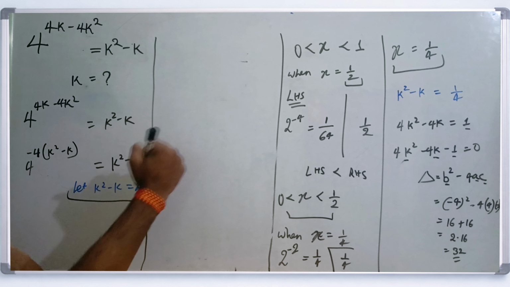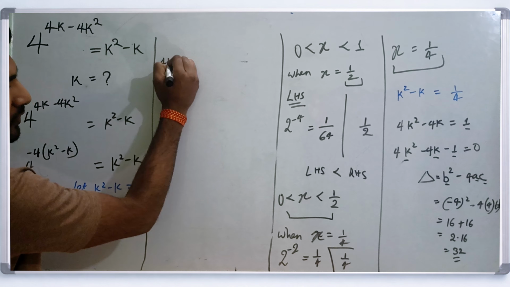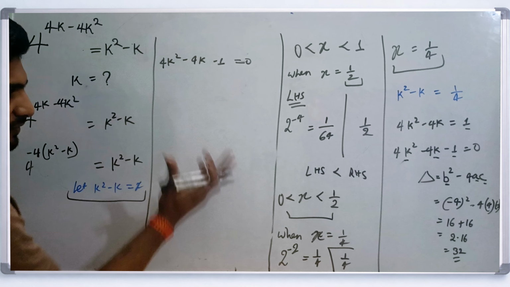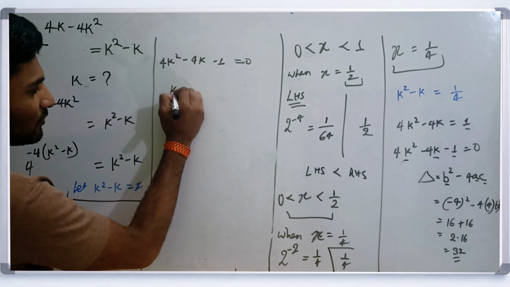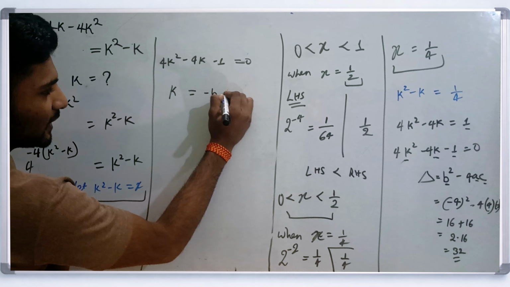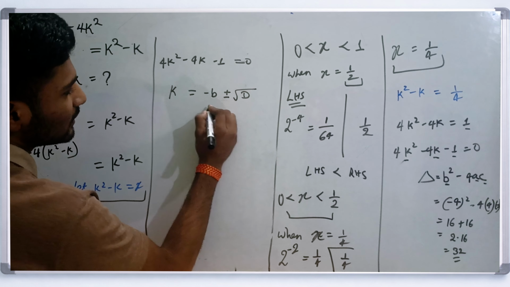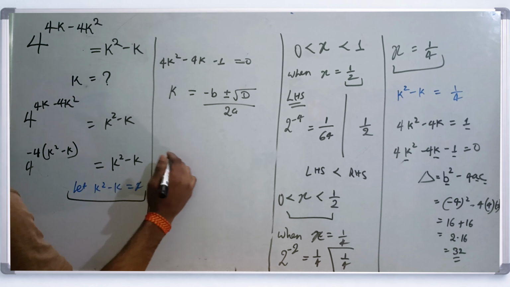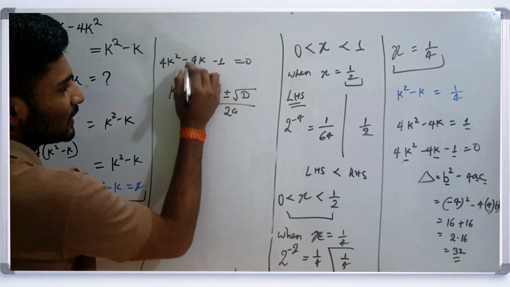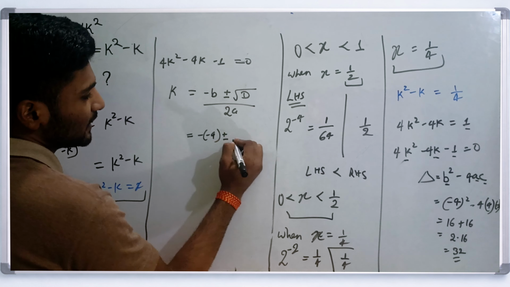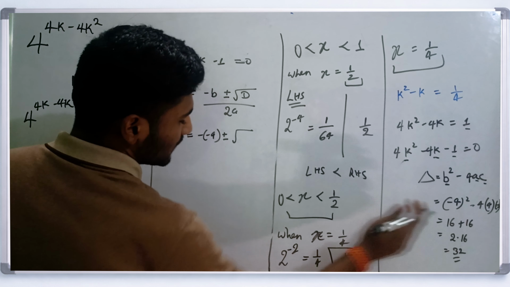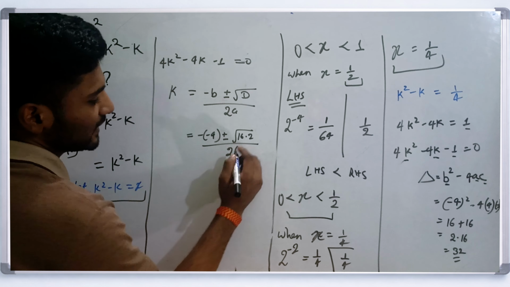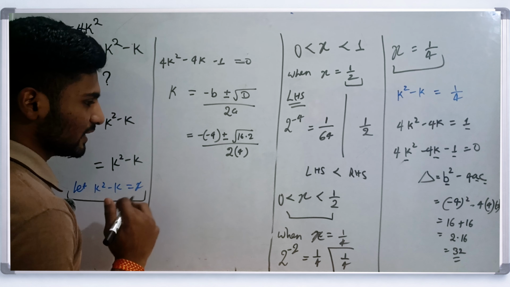So now our quadratic equation is 4k square minus 4k minus 1 is equal to 0. Now we know that for solving this type of quadratic equation, we use the formula that k is equal to minus b plus minus under root of d over 2a, where d is the determinant, the same value. So now let's put our value here. So minus b is minus of minus 4, and plus minus is the same as root of 32, which is 16 times 2, and over 2 times a, which is 4, the coefficient of k square.